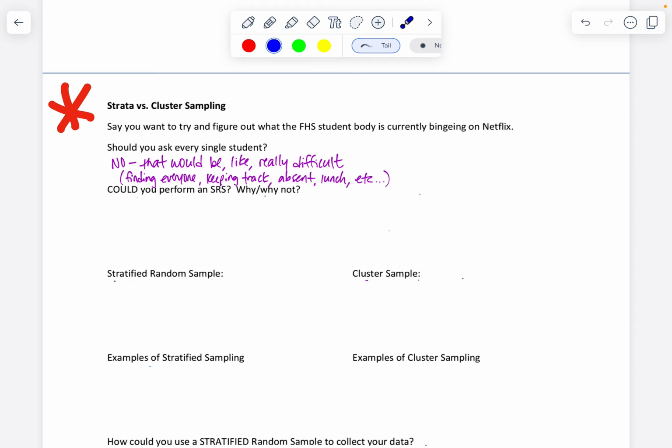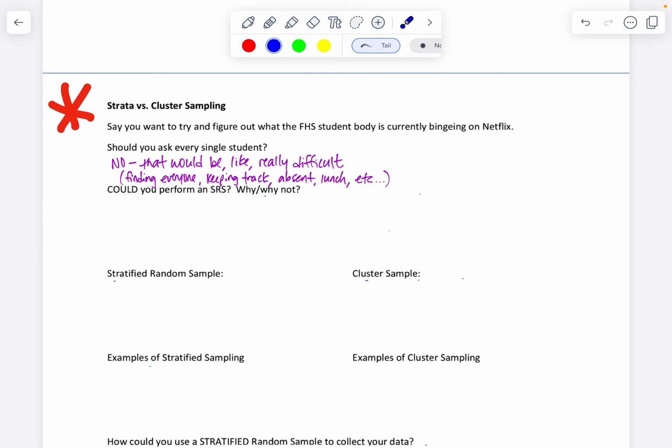Here we go. Should we ask every single student at Fremd, what are you watching on Netflix? And record it and then come back to the classroom and analyze all the data? Probably not. That would be really difficult, right? You have to find everybody, keeping a good log of all your information. Somebody's absent, somebody's in the bathroom, somebody's in test makeup. That would be hard, right? We talked about this in class yesterday, about how it's difficult to ask every single person a question. And so therefore, we have all these different ways of taking a random sample, okay?